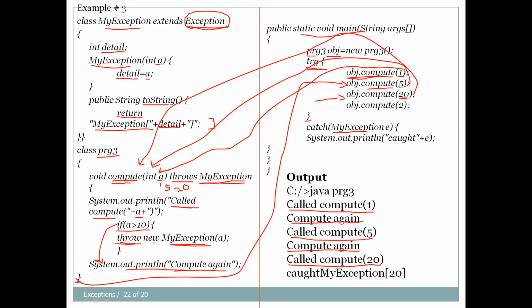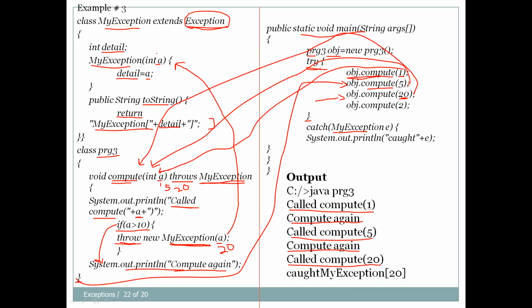So what it does is create an exception object of the class MyException by passing the value of a. The value of a now is 20. So it passes the value of a to MyException. From this point it goes to the constructor. Whenever we create an object, it goes to the constructor, as we know. The constructor is called automatically.